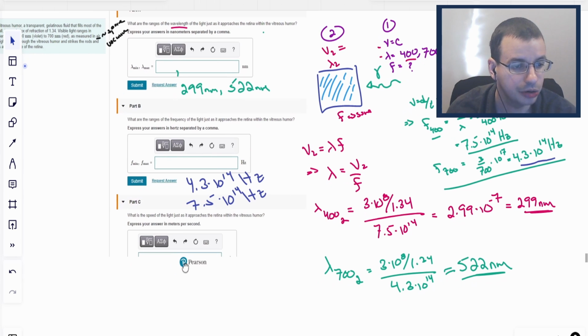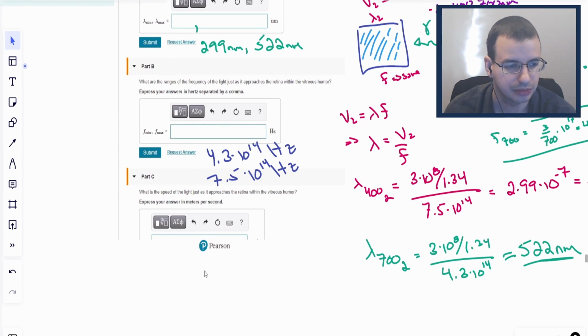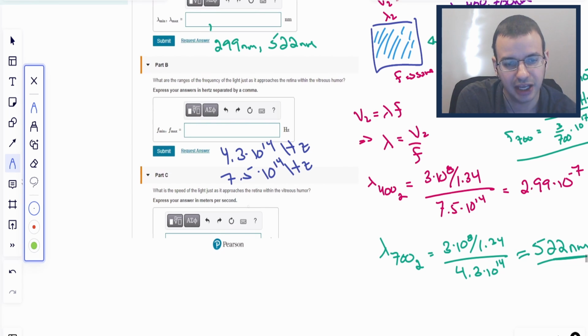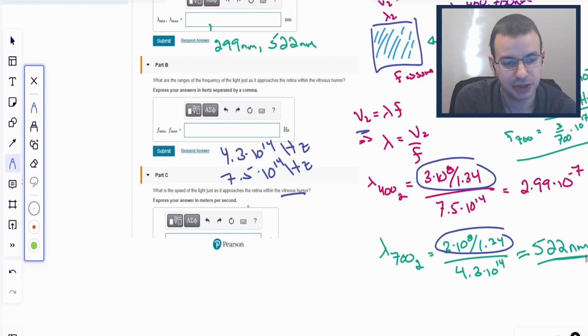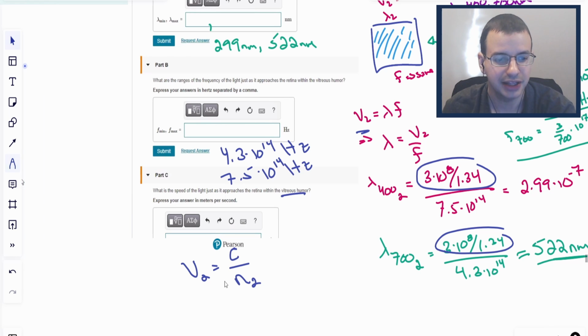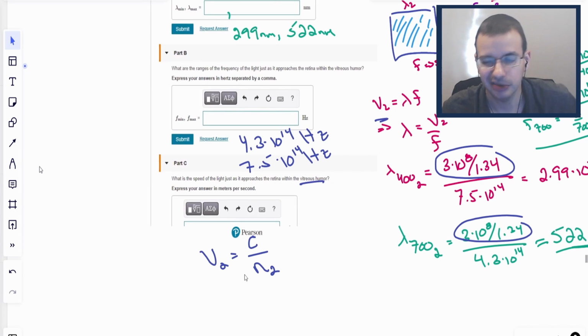What is the speed of light as it approaches the retina within the vitreous humor? So this is the speed of light within the vitreous humor. So this is saying solve for V2. The speed of light, I'm going to call V2. The speed of light in medium 2 is going to be the speed of light divided by the index of refraction of medium 2.